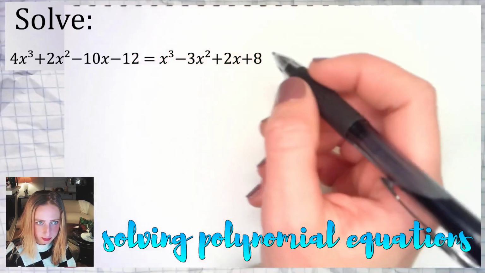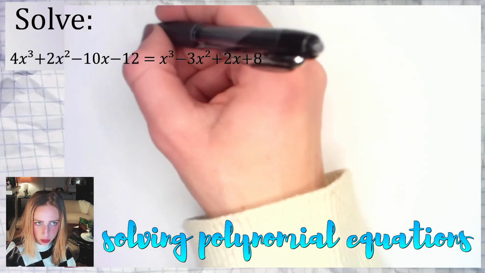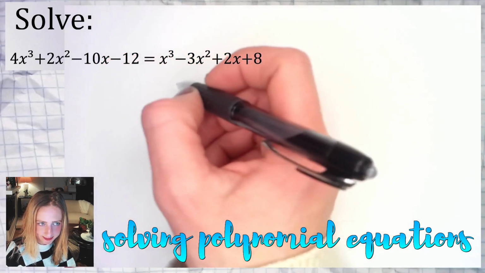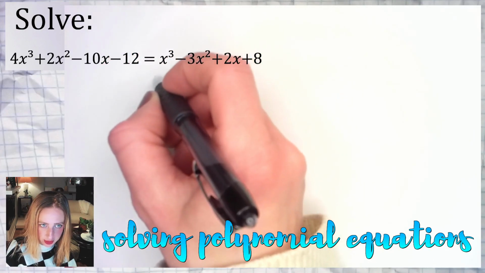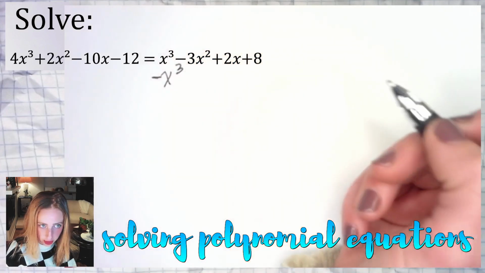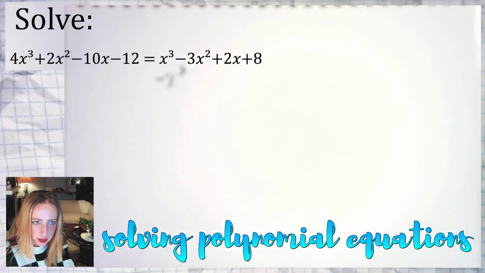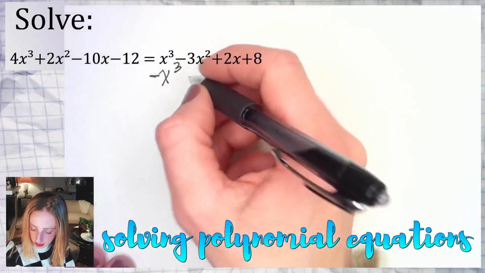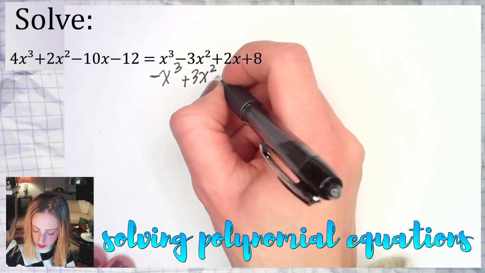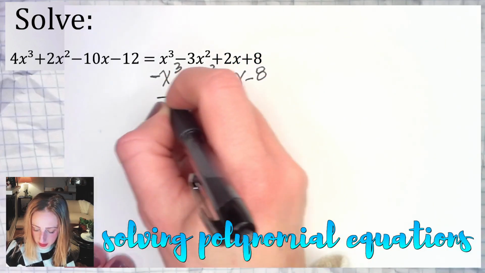I'm trying to decide which way I want to write everything out, but I guess I will just start. I'm going to write underneath this. So I'm going to subtract x to the third. All right, let's focus that. I'm going to add the 3x to the second. I'm going to subtract 2x. I'm going to subtract 8.